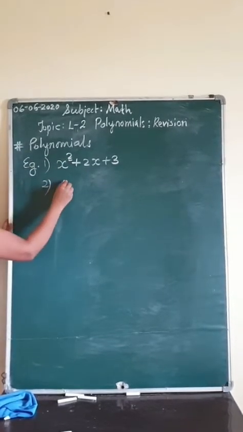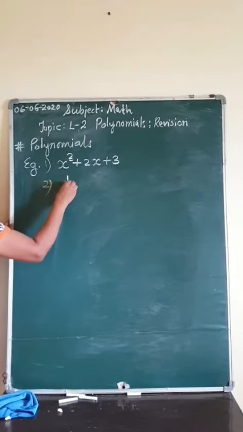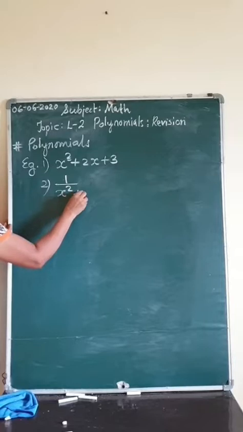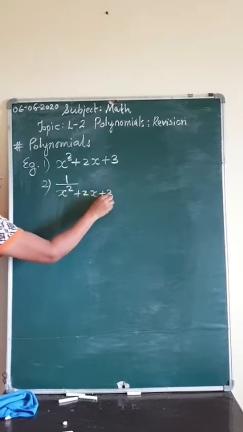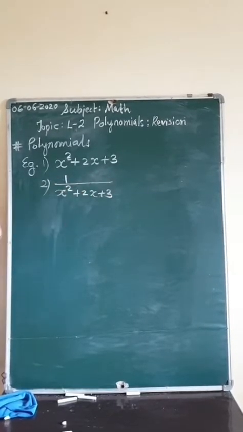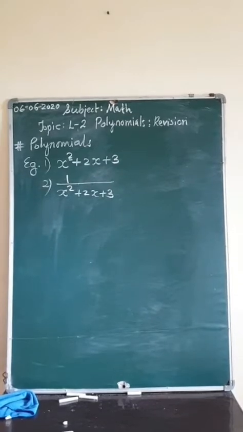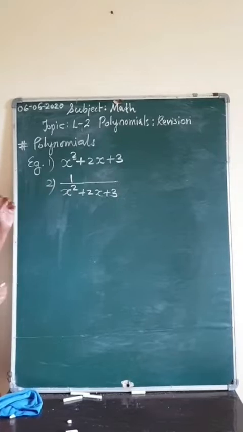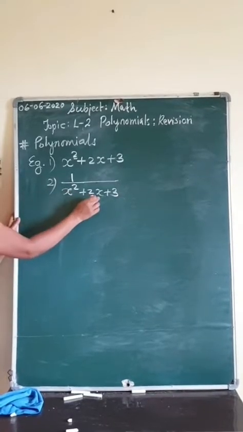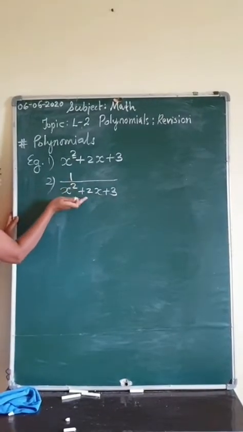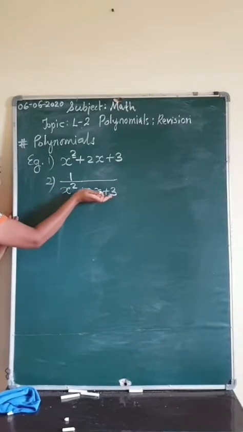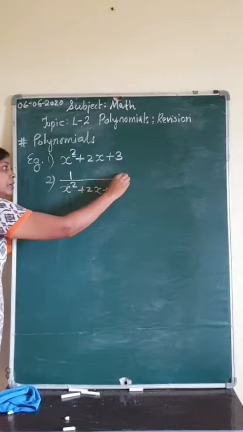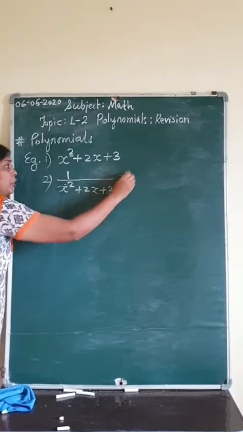Next, suppose we have an expression like 1 upon x square plus 2x plus 3. Is this expression a polynomial? If you observe here, this expression has the variable x, and if you bring it to the numerator, the power will be minus, and that's why this expression is not a polynomial.